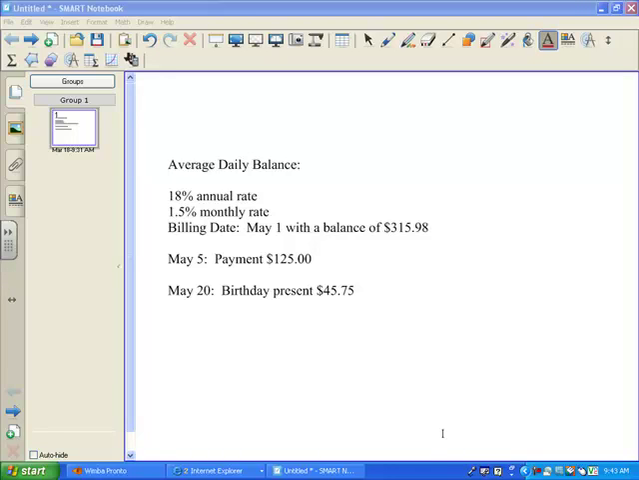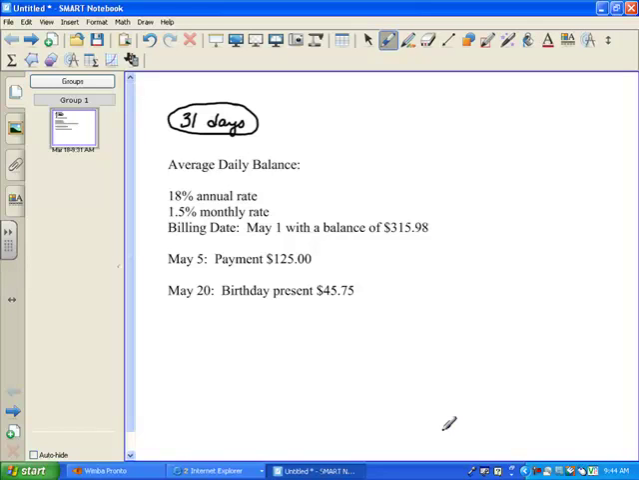One of the things we have to know when we do the average daily balance is how many days are in the particular month that we're looking at. The month of May happens to have 31 days in it, so you need to make a note somewhere of how many days you have. And what we want to know here is how many days there are until the balance actually changes.